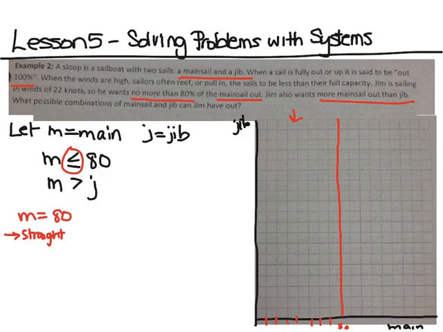Now it's continuous because you can hit decimals here. You could have 75.5%, and that's fine. It will hit every single point in between. So this is a continuous question, so shade everything to the left.